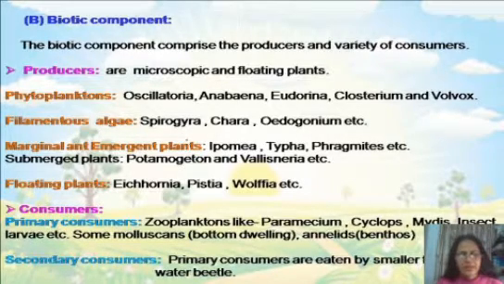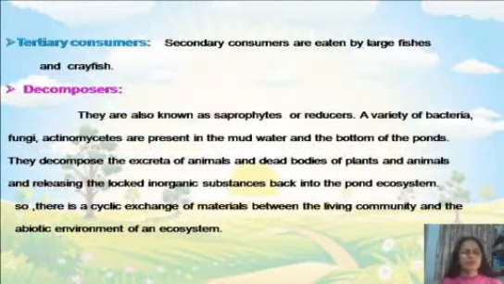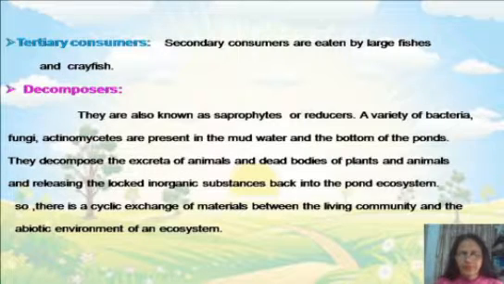Primary consumers are eaten by small fishes and some water beetles. That means secondary consumers eat primary consumers. Next is tertiary consumers. Secondary consumers are eaten by tertiary consumers like large fishes and crayfishes. So, producers and consumers, and last is decomposers.